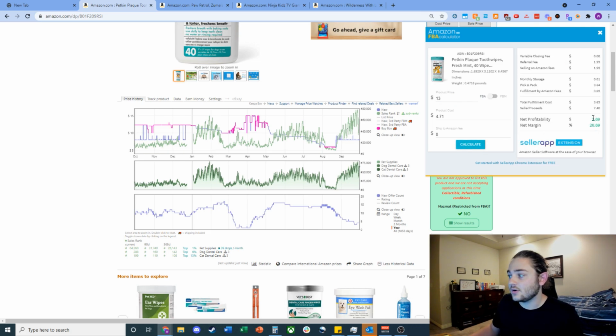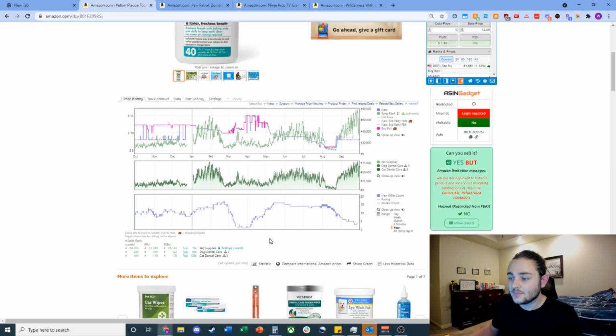That was a 20% margin, well over a 50% ROI. The volume was really, really good. It was about a 12,000 in pet supplies. So I really liked this listing. The new sellers are increasing here, so I should have known that this price was going to fall again. And right here, when we hit that new offer count, it went right back down.